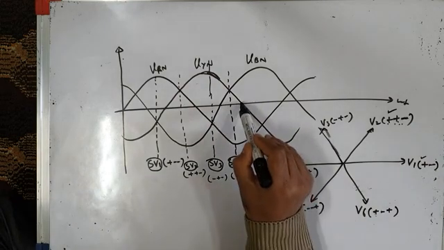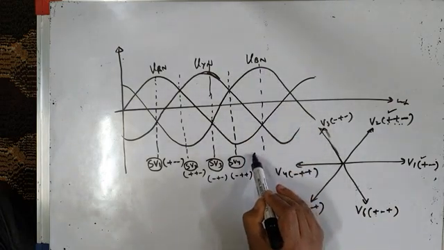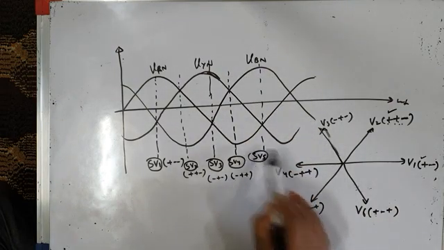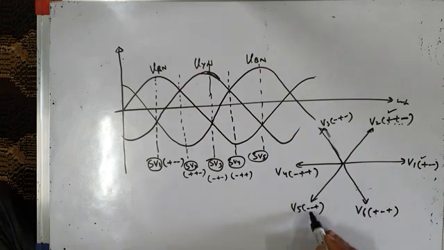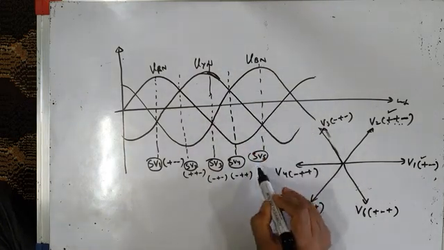After another 60 degrees, 30 plus 30 60 degree, you are here. So this will give you space vector 5 here. And space vector 5's switching state is minus minus plus. So R phase is negative, Y phase is negative, B phase is maximum positive. You can see B phase is maximum positive, whereas R and Y phases are negative.